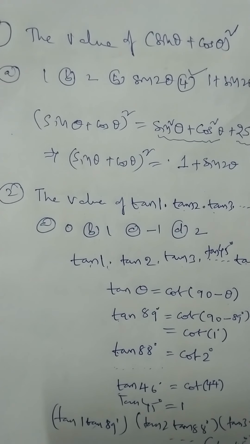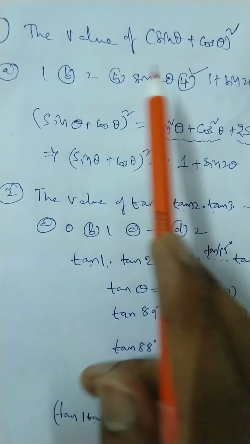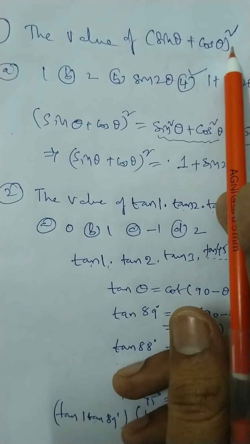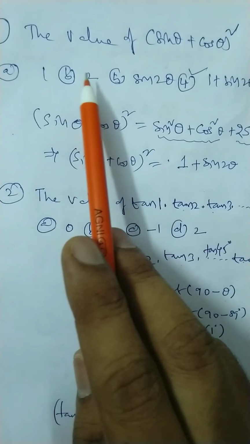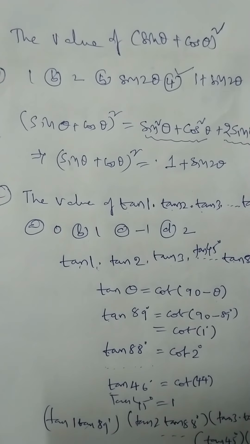Hello students, in this video I am going to discuss some more problems related to basic trigonometry. So now we can see the first problem: the value of (sin theta plus cos theta) whole square. The options are 1, 2, sin theta, 1 plus sin 2 theta.